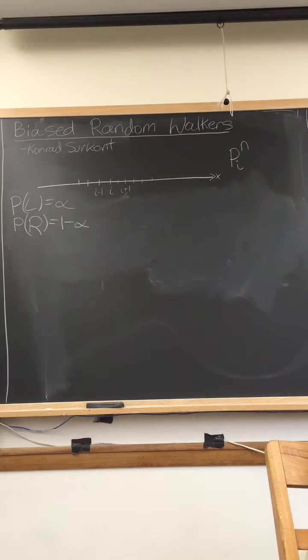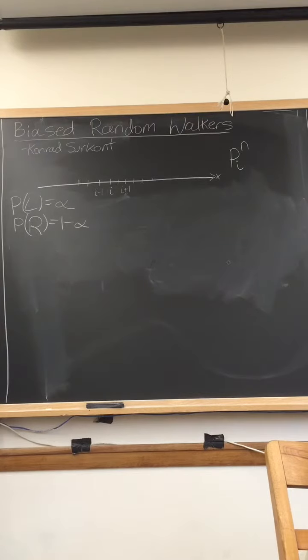What makes biased random walkers different from the cases we considered before is that there are unequal probabilities of moving to the left and the right, hence the name biased in the title. The probability of moving to the left, for example, is some number alpha, and the probability of moving to the right is 1 minus alpha. As you can see, the two probabilities add up to 1.